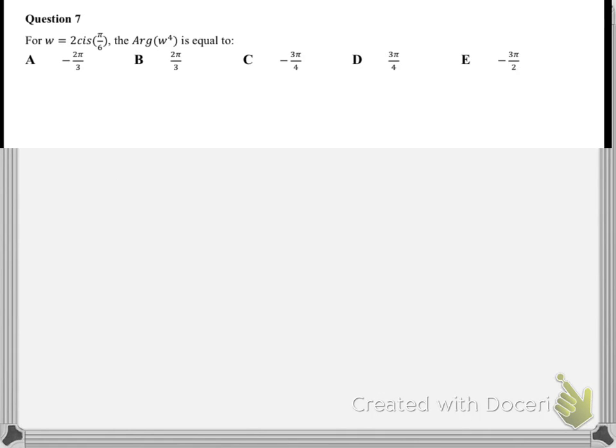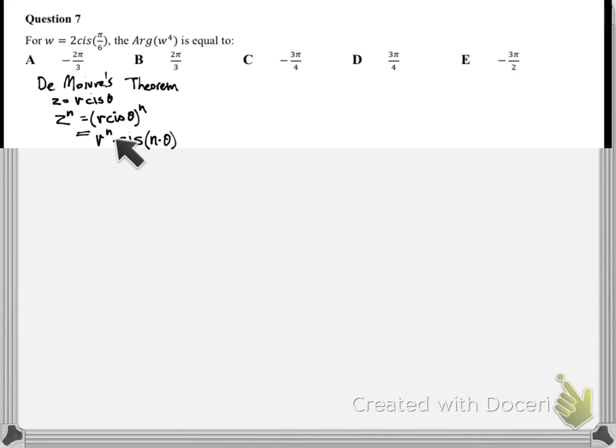Question 7. So we've got a complex number, 2 cis pi on 6, and we have to work out the argument of that complex number to the power of 4. Well, that's use of De Moivre's theorem, which says that any complex number in the polar form, raised to the power of n, then you take the modulus raised to the power of n, and then it's cis of n multiplied by the angle. So if it's to the power of n, then you take n times the angle.